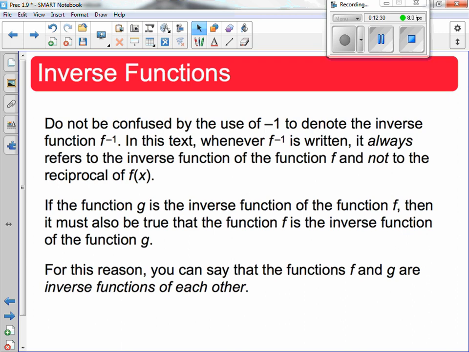Do not be confused by the use of -1 to denote the inverse function, f inverse of f. In this text, whenever f^-1 is written, it always refers to the inverse of the function f, and not to the reciprocal of f of x. When it's talking about reciprocal, it's like if we have x to the -1, that's the same as 1 over x, our negative powers, our reciprocals. That's not what it's talking about. We don't normally talk about reciprocal functions. Not normally.